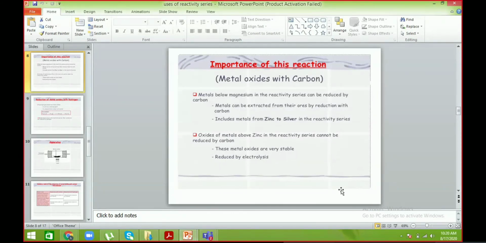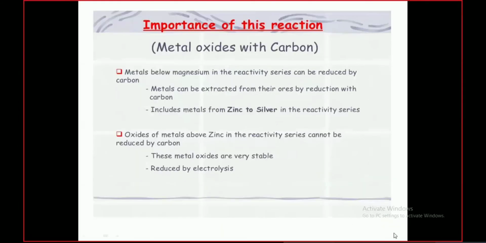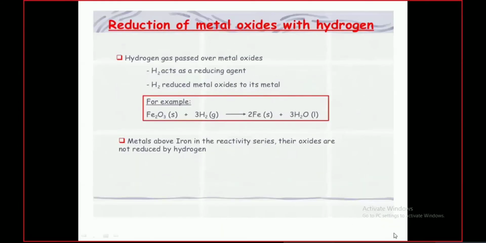If you would write that down, note that down in your notebook. Now the next is the reduction of the metal oxide with hydrogen. You're already familiar with what is reduction, what is a metal oxide, and why we are doing it. So now we are going to see that reaction with hydrogen.